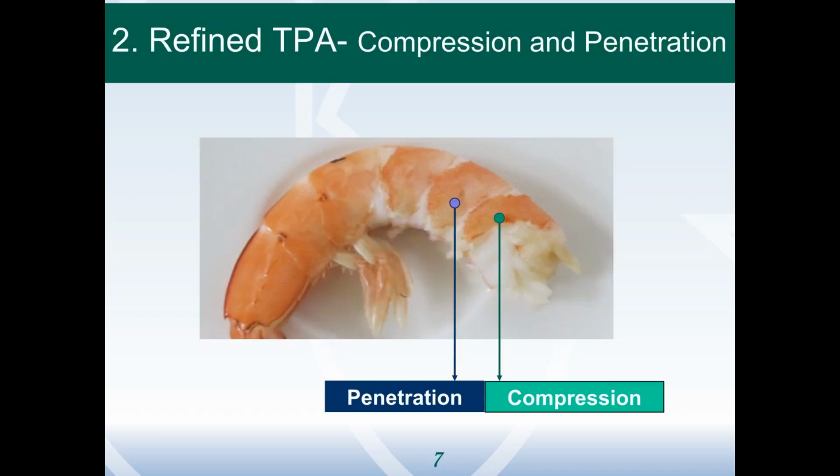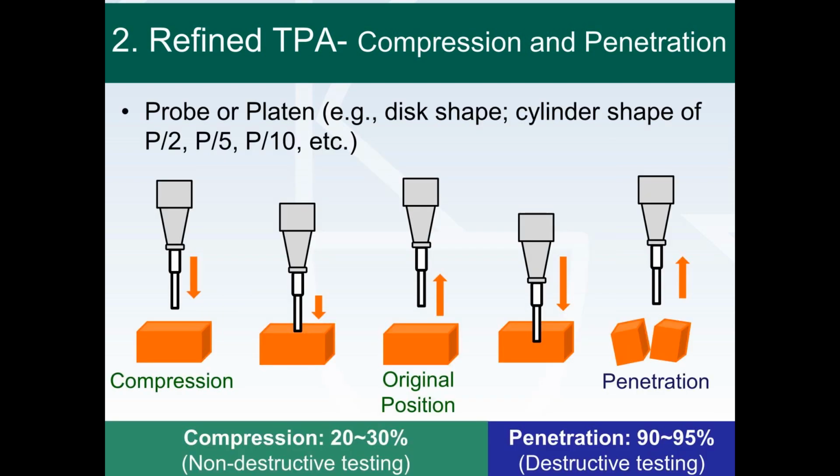Here is a second example of the modulus for the compression and penetration. We can determine the textural properties of a shrimp. Similar to the previous example, the first stage is a non-destructive compression with a 20 to 30% depth of penetration of the sample. By doing so, we can determine properties such as hardness and springiness.